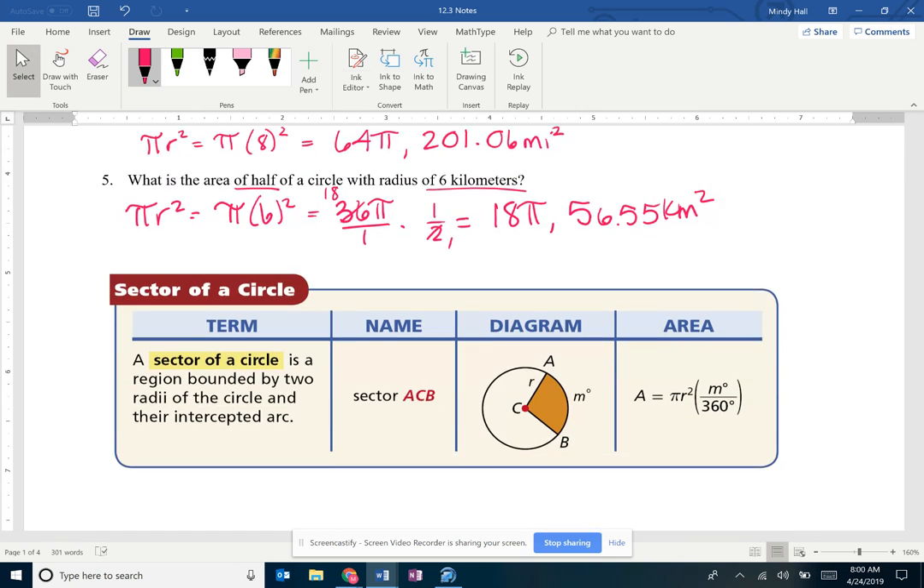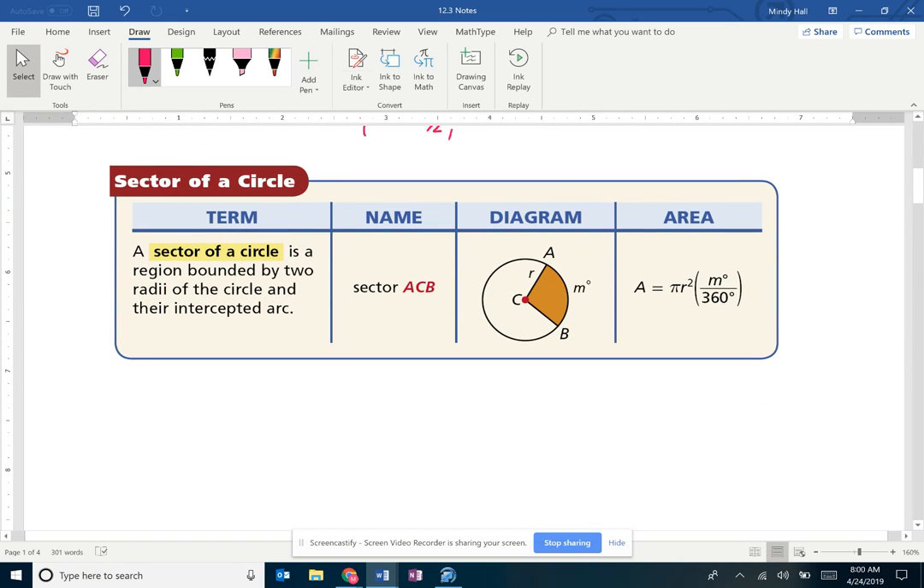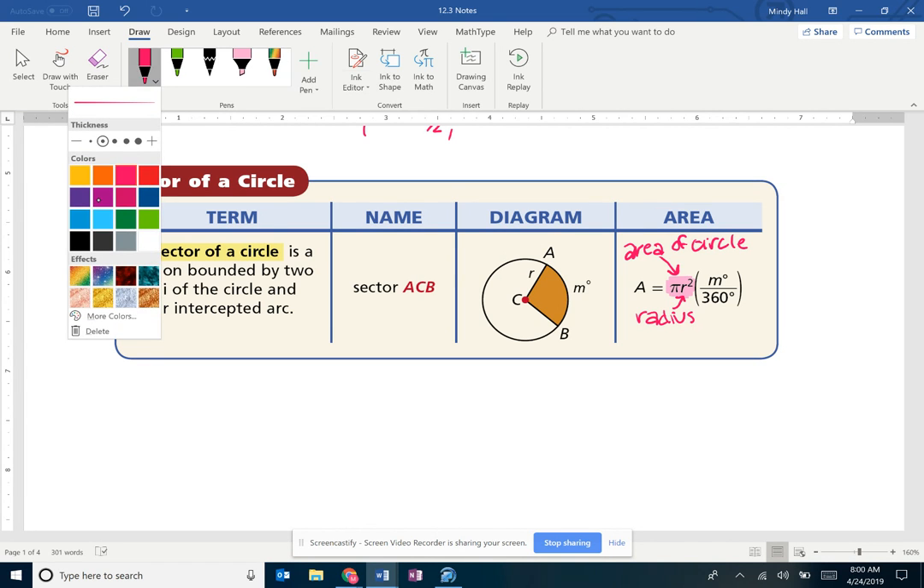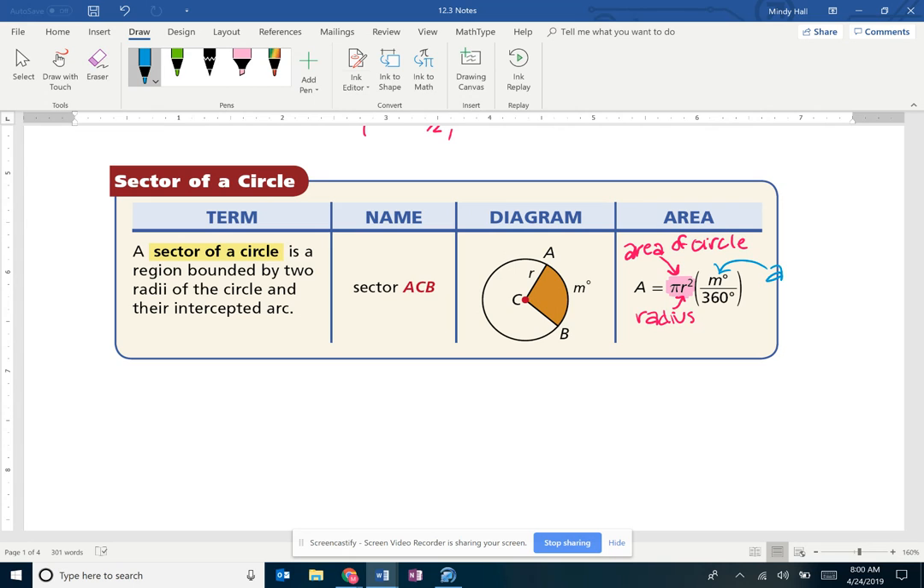So actually getting into this, a sector of a circle is a region bounded by 2 radii of the circle and their intercepted arc. If you notice in the picture, it really is just like you take a slice of it. And in order to find the area, it is pi r squared times m degrees divided by 360. If you look at this equation, that r is the radius of the circle. And this entire part of it, this pi r squared, is the area of a circle. So if we were to just have the area of the circle, then we'd be looking at the full area of the circle. When we have this m degrees divided by 360, the m degrees is your arc degrees.